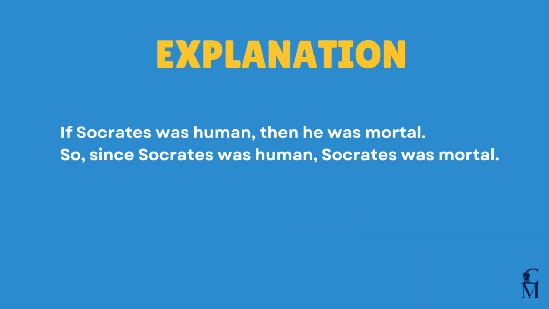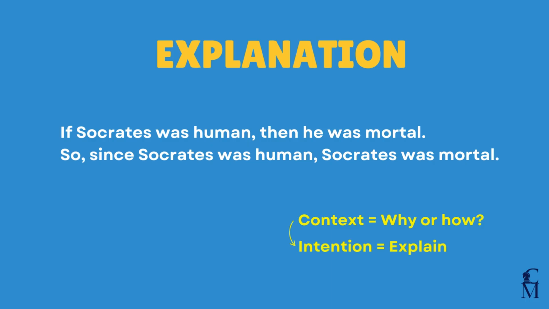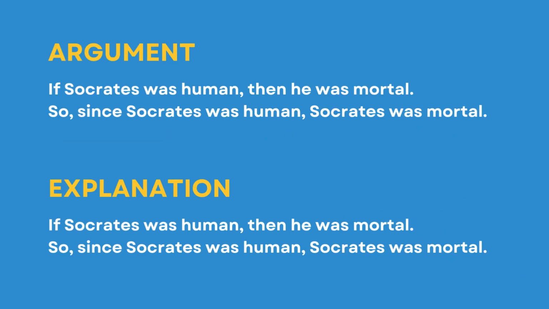We also compared the sentence as an argument with the exact same sentence, which represented an explanation rather than an argument. The difference was that, as an explanation, the intention behind the use of this sentence would be to explain something rather than to convince someone of something, and we can identify this intention by the context in which the sentence is used. If the context is someone wondering or asking why or how something is the way it is, then the intention behind the use of this sentence is most likely to explain, which would make this sentence an explanation.